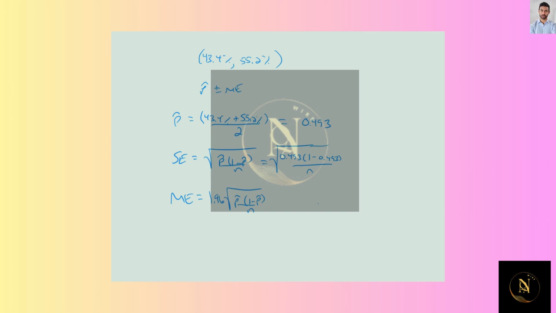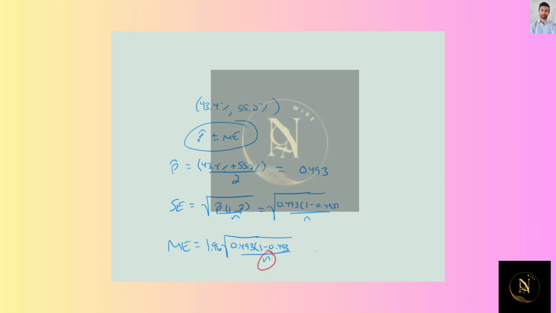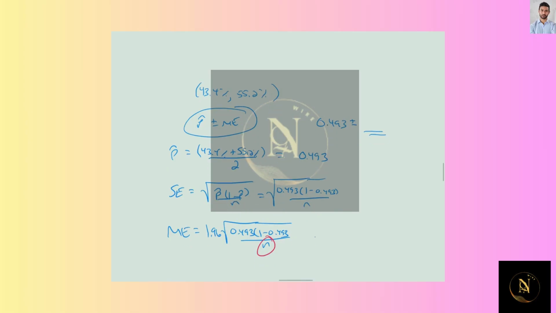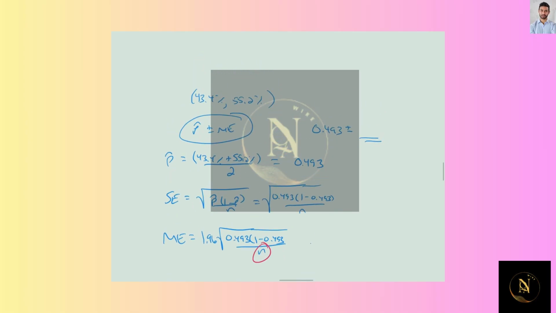With the p hat, 0.493 times 1 minus 0.493 over n. And if we're missing some information and you know what n is, then you're able to complete this formula and go back to plugging that in here. Because we have p hat, it's going to be 0.493 plus or minus. We need n to find the margin of error though.